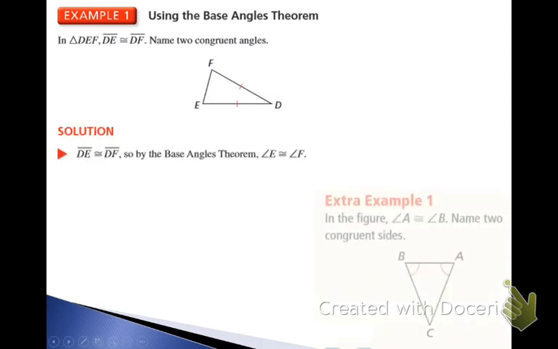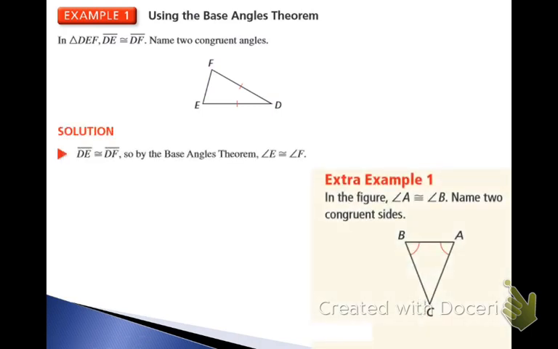The second, they gave you the reverse. They gave you two congruent angles. We need to find which sides will be congruent. So let's do A first. What side will be across from angle A? BC. So BC will be marked congruent. My other angle marked congruent is B. So what side is across from B? AC. So BC will be congruent to AC. That's it.